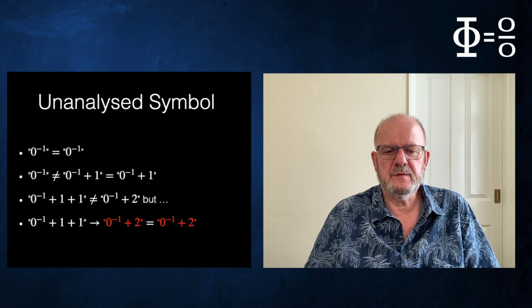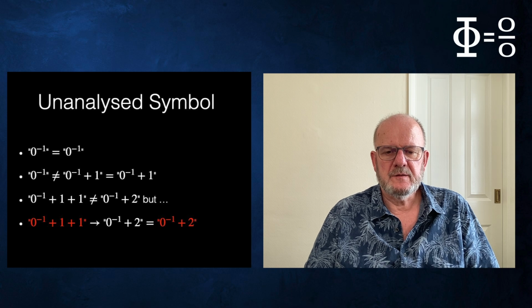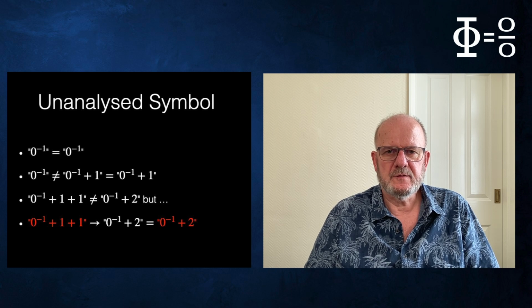And now we know that 0 to the power minus 1 plus 2 equals 0 to the power minus 1 plus 2. We can recreate the whole of arithmetic despite the fact that 0 to the power minus 1 is an unanalyzed symbol. Now this seems strange to logicians, but it's much more common in computer science. People who write compilers are completely happy with the idea of processing unanalyzed symbols.